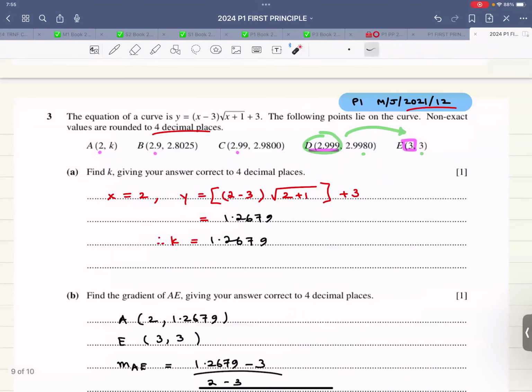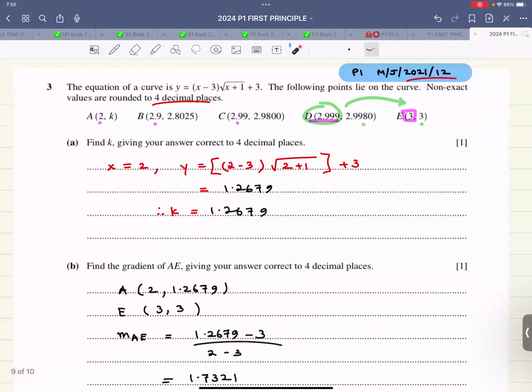Let me show you one other point. This is from May, June 2021, 1-2. Now it says the equation of a curve is this thing. The following points lie on the curve. Non-exact values are rounded to 4 decimal places. So let me erase this, and let me just erase this thing so you can have a good view of it.